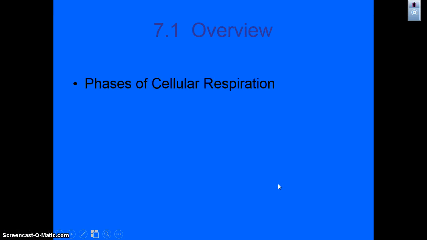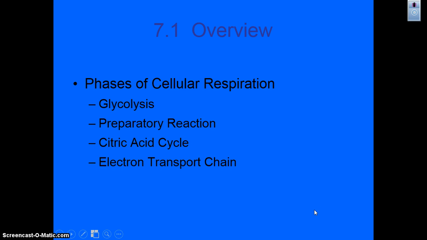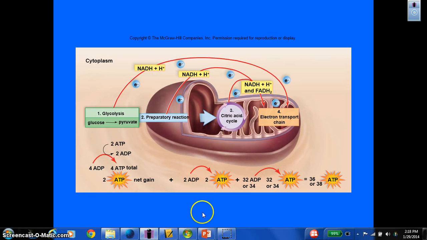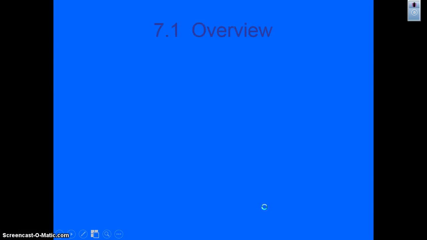Let's take a look at the phases of cellular respiration. We're going to talk more in depth about glycolysis, preparatory reaction, the citric acid cycle, and the electron transport chain. This next picture is a good visual aid for looking at where these things happen. We have glycolysis, which takes glucose to pyruvate, and it's happening in the cytoplasm, and those products are going into the mitochondria. The preparatory reactions happen in the cytoplasm and into the mitochondria, into the citric acid cycle, which occurs inside the mitochondria, and the electron transport chain, which occurs inside the mitochondria.